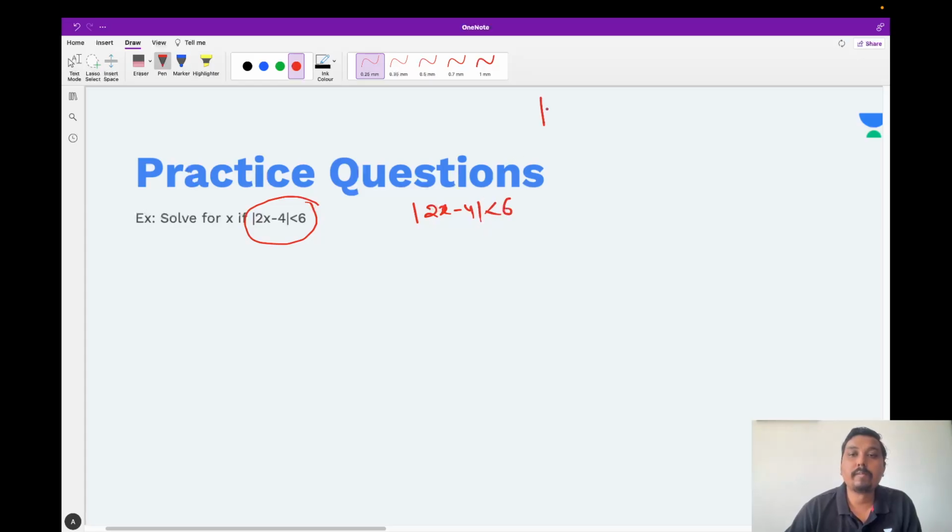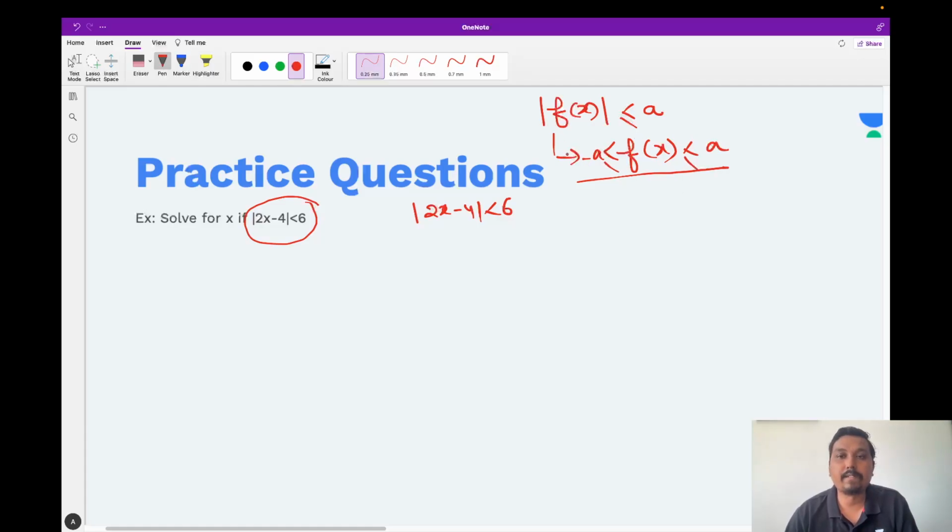Now I have told you in my absolute value class, in a very simple manner, if you get this type of inequality, if you open the modulus, |f(x)| less than a will become minus a less than f(x) less than a. If it is less than or equal to, you just need to put less than or equal to. This is the very simple form I have discussed with you.